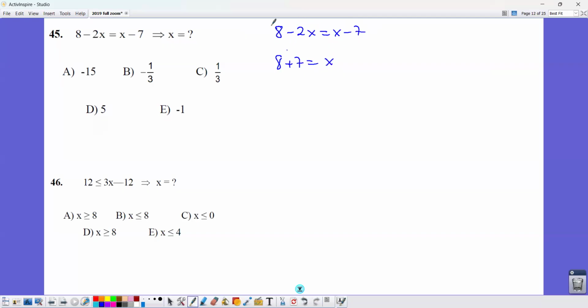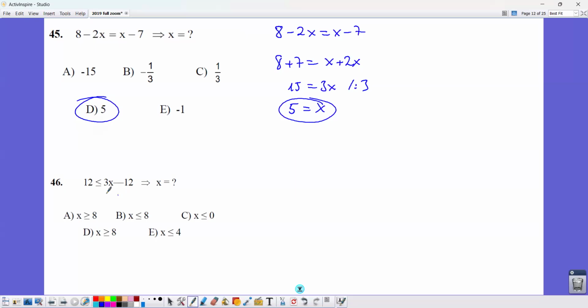I will take minus 2x to the other side, it will be plus 2x. So 8 plus 7 is 15 is equal to 3x. I'm dividing by 3. So 15 divided by 3 is 5. 3x divided by 3 will be x. So 5 is your result.